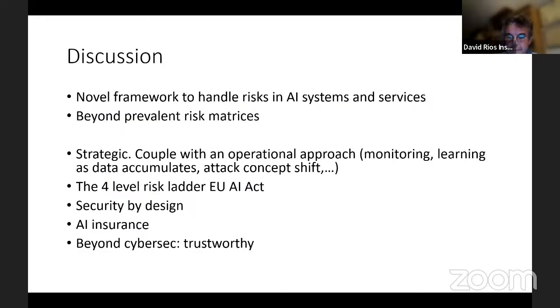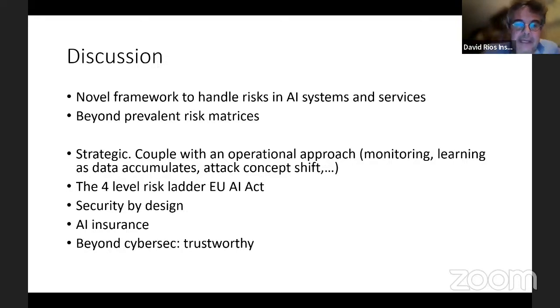So I'm kind of concluding the discussion. We have introduced a framework to handle risks, the new type of risks, a new type of elements in risk analysis in relation to AI systems and services. And one thing which is important is that it goes beyond the prevalent risk matrices that are being used in cybersecurity.